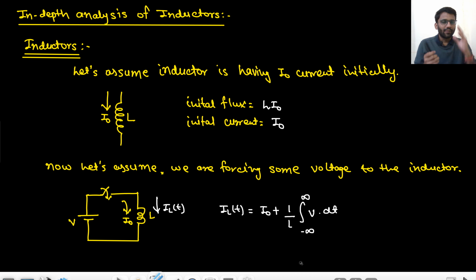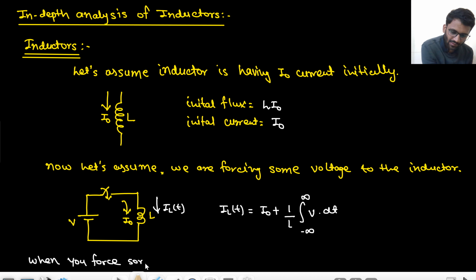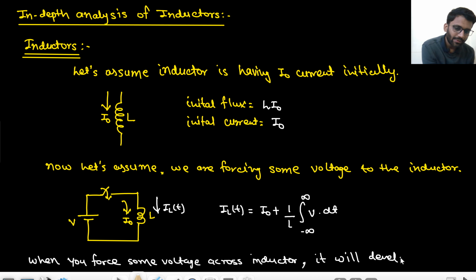So what did you understand? When you force some voltage across the inductor, it will develop some current, right? And the value of this current is this. Okay, so when you force some voltage across the inductor, it will develop the current. Are you able to connect? In case of the capacitor, we were forcing some current, it was developing the voltage. Now we are forcing some voltage, it is developing some current.